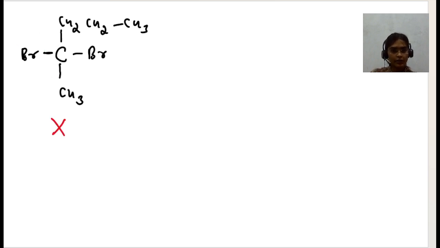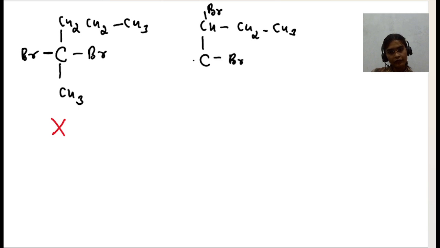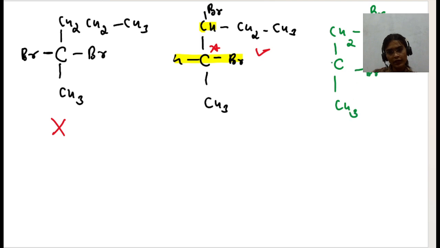Third possibility: maybe this CH is combined with CH2 and CH3, and the bromine is connected here. Is this chiral? Yes, of course it is chiral. Although the center is not chiral, at least this carbon has to be chiral, right? So it's chiral. Next possibility: this carbon is connected with bromine, and this is CH3, and this is further CH3, bromine and hydrogen. So is it chiral? Yes, this is chiral one more time.